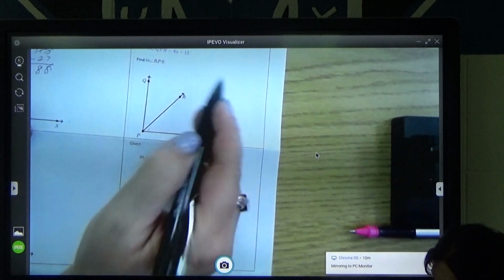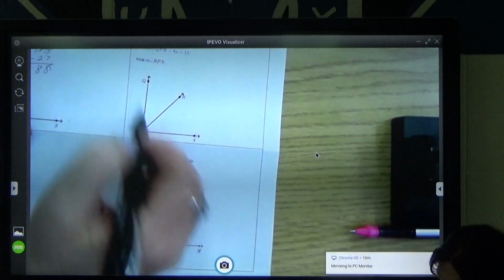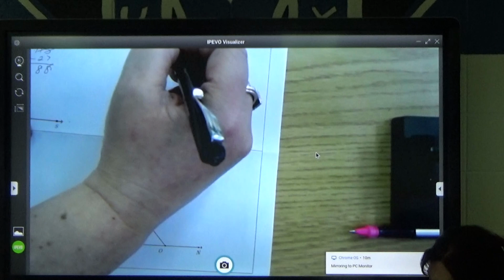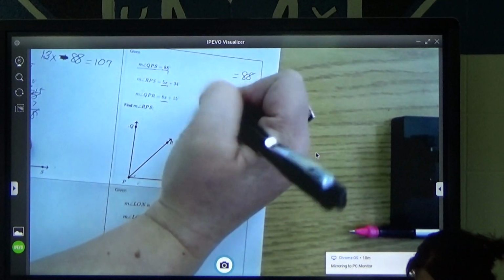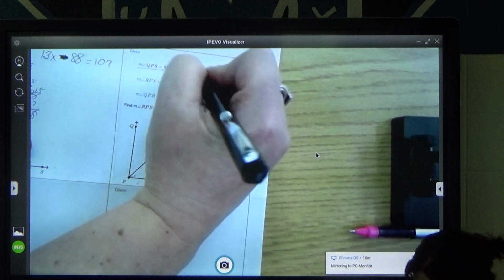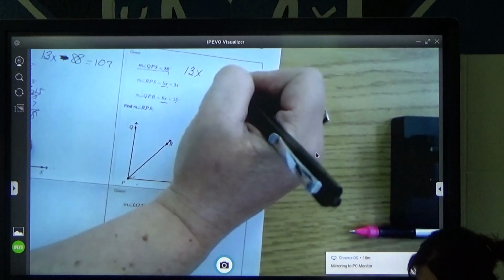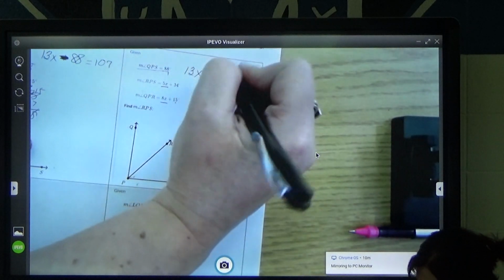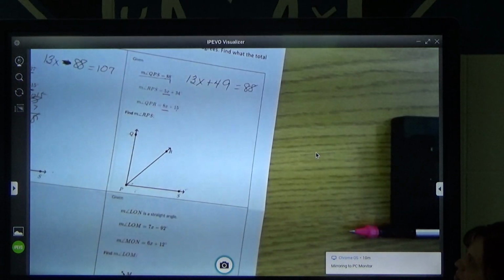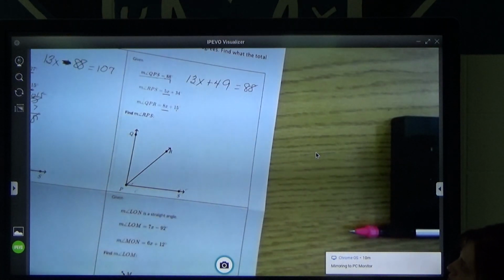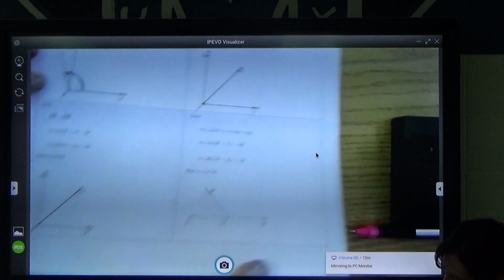On the second example, I am told that RPS, so right here, RPS added to QPR, that expression equals 88 degrees, because I can see the larger QPS, they tell me is 88. So again, I'm going to add up those x's, 5x and 8x is going to be 13x. And now 34 and 15 is going to be 45. Is that right? No, 49. Almost made another mistake. So 13x plus 49 would be equal to 88 degrees is what I would use to solve that one.